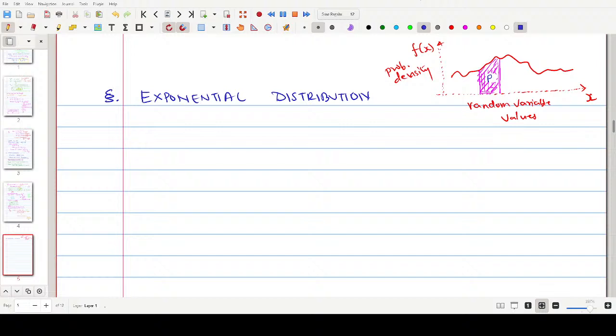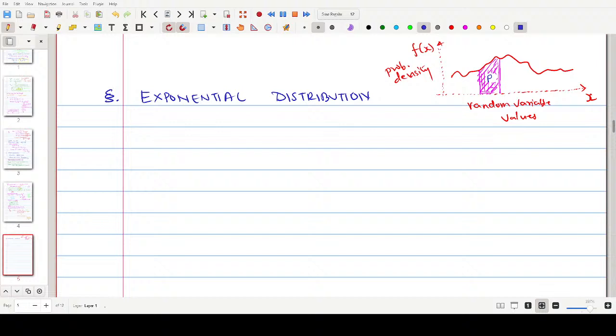So probability is the area of the region, and when we deal with a continuous random variable, we never talk about the probability of a single value of the random variable. We always talk about the range of random variable values and the probability between those two values. Okay, having given this introduction to the continuous random variable, let's get into the more detailed and nuanced part of the topic.